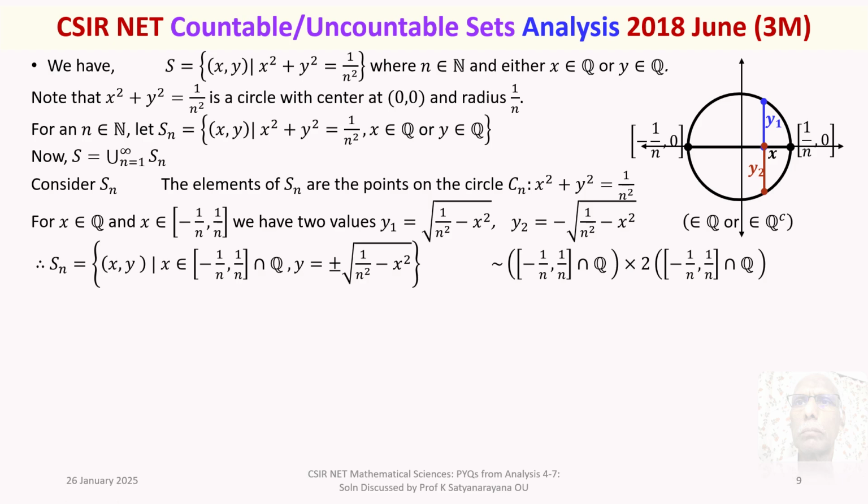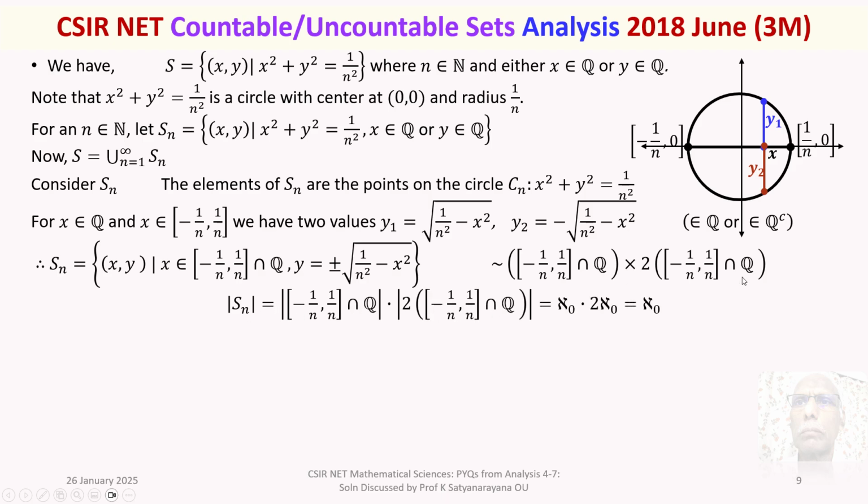Cardinality of Q. So the order of Sn will be the order of the first multiplied by the order of the second. The order of the first is as many as there are in Q. Q is countable. The order is aleph-0 multiplied by 2 times aleph-0, that is 2 times aleph-0 squared. Aleph-0 squared is aleph-0. So the order of Sn is aleph-0. Therefore, Sn is countable.